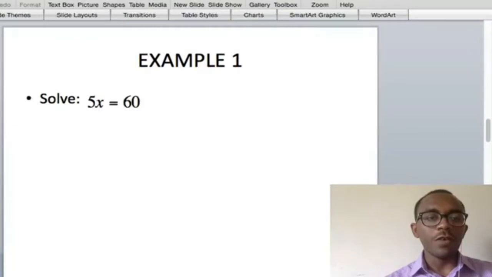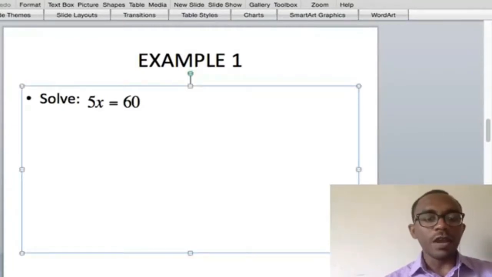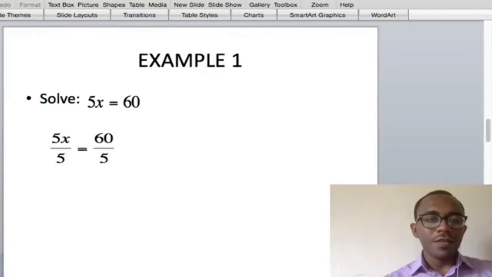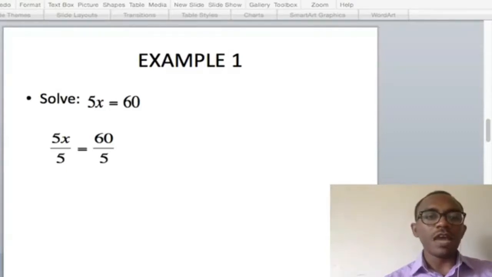So I'm going to put it there for you so you can see. So divide. There we go. So divide both sides by 5. Divide, that means you put a bar line under, divide by 5. And now the last is this calculation. 5 divided by 5 is 1.